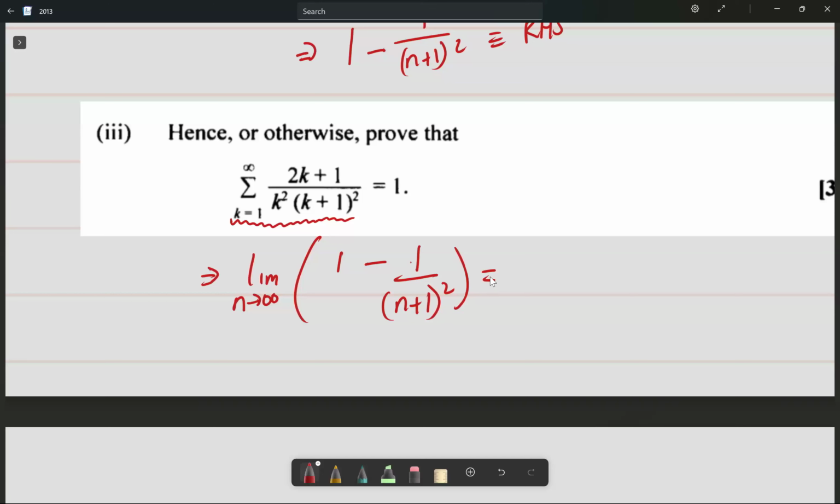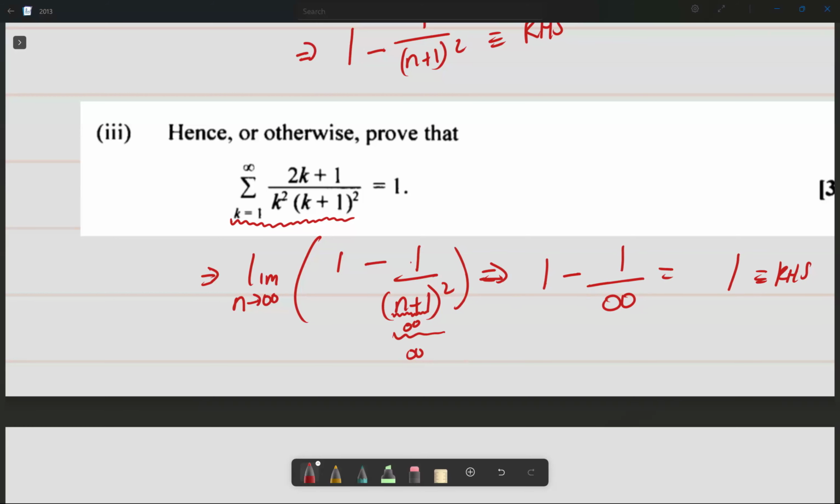And that is then going to be 1 minus 1 over, sorry, over infinity, because in this section, n is infinity. So infinity plus 1 is infinity. Infinity squared is just, again, infinity. It doesn't matter. And this entire thing is equal to 1, which is the right-hand side. Any issues with that question?